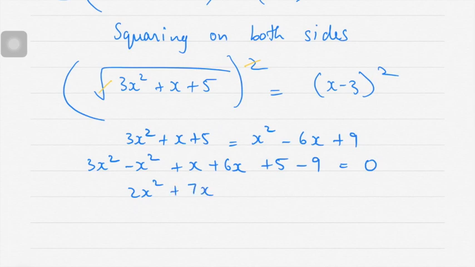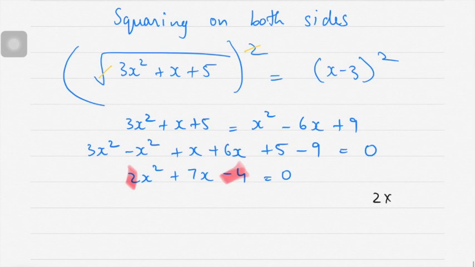Okay. 3x square minus x square would be 2x square plus x plus 6x is 7x plus 5 minus 9 is minus 4. Okay, is equal to 0. Now 4 into 2 is 8. Okay, so 4 into minus 4. Minus 4 into 2 is minus 8. Okay, so 2 into minus 4 is equal to minus 8.